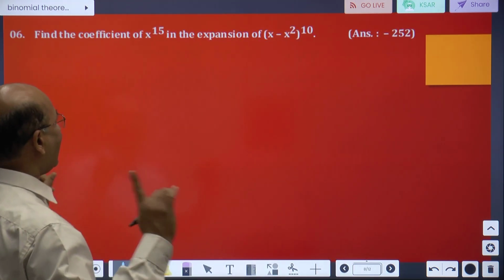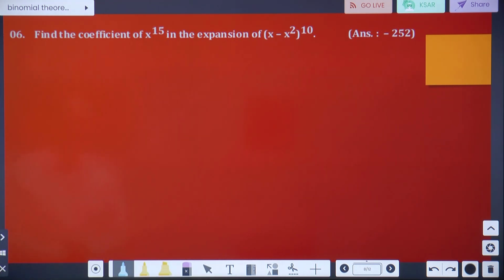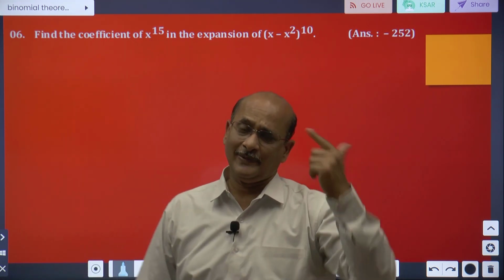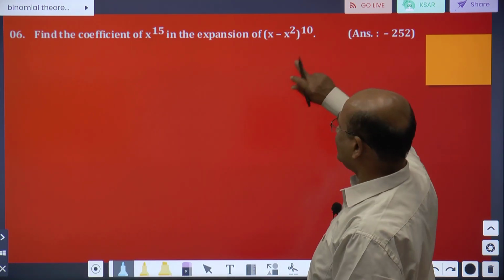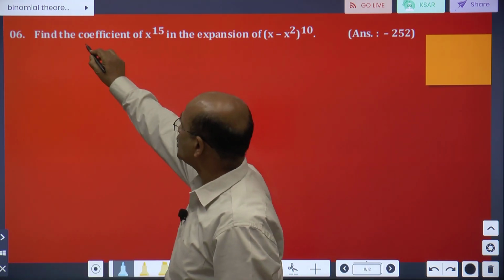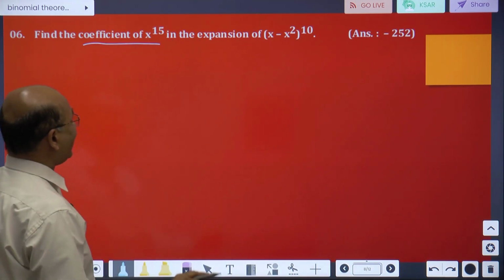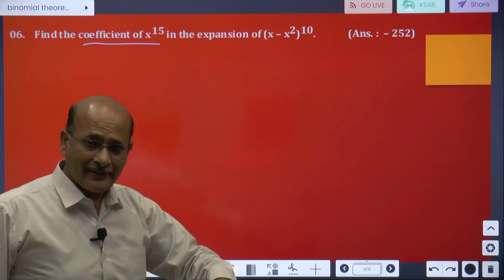So r plus 1, r plus 1. Now this is a nice question. Same thing like independent of x. Independent of x means what? X raised to 0. So here they are asking to find the coefficient of x raised to 15. Very easy. First thing, as I said, in any question we always find r.